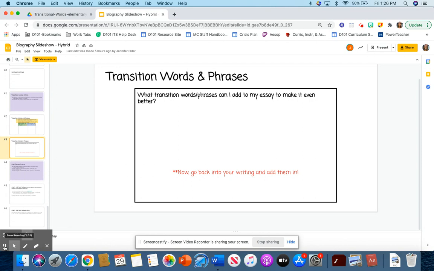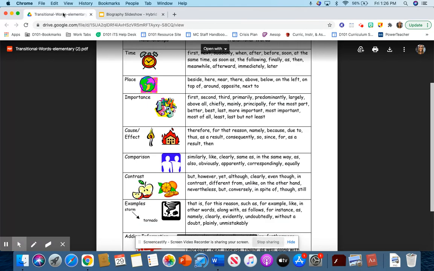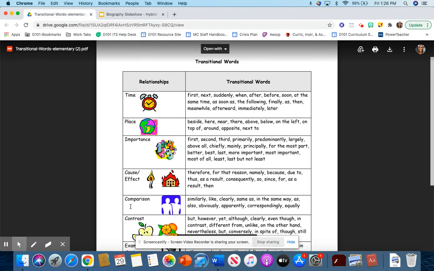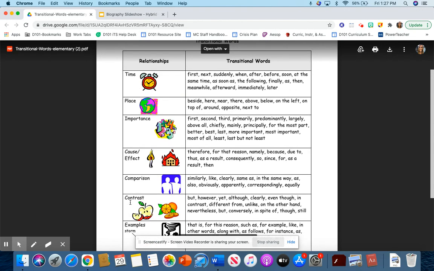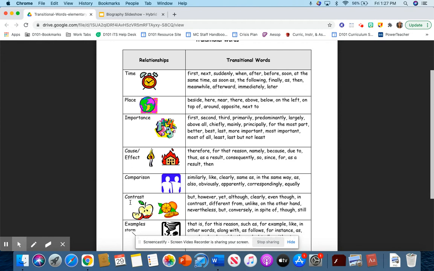And one final thought before you begin: transition words are added because they serve a purpose. They serve one of these purposes here on the side, showing the relationship between two different things. Now, if you don't need a transition word, you don't have to add one. Sometimes sentences make sense and fit together without a transition word. But you'll want to make sure that you consider adding some of these to help each of your sentences make sense to the reader.